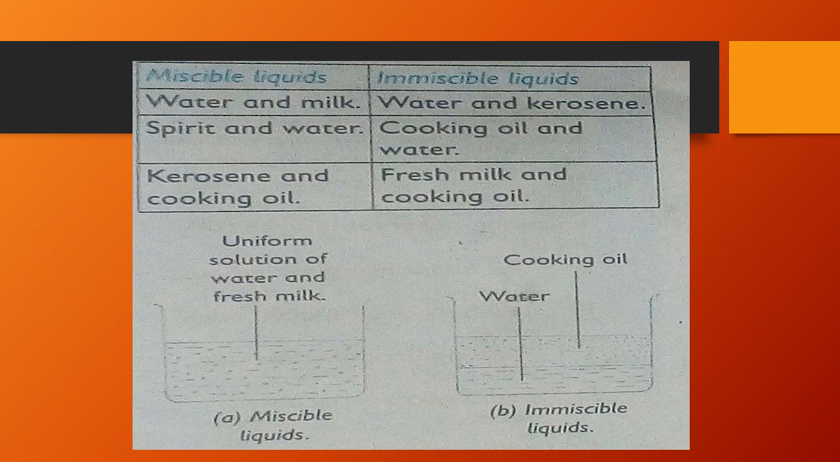Pupils, for the first example of miscible liquids, we have water and fresh milk. If you look at it, this is one complete uniform liquid because they mix well. The other one is water and cooking oil. They form two layers, whereby water is at the bottom and the cooking oil is at the top. So the two liquids don't mix; they are immiscible liquids.